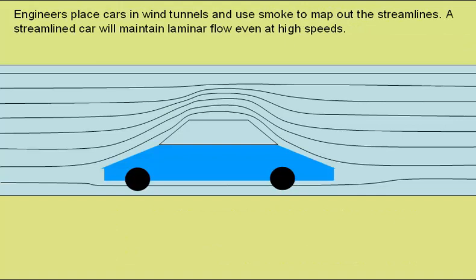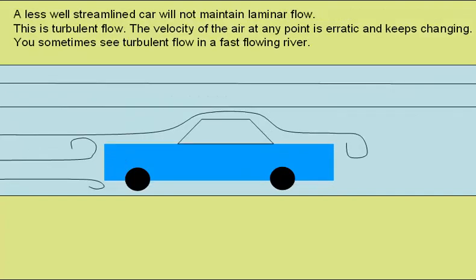Engineers will place prototypes of car designs in wind tunnels and use smoke to map out the streamlines. A streamlined car will maintain laminar flow even at high speeds. A less well streamlined car will not maintain laminar flow. What we see here is turbulent flow. The velocity of the air at any point is erratic and keeps changing. You sometimes see turbulent flow in a fast-flowing river, as the path followed by the water will vary from one second to the next.